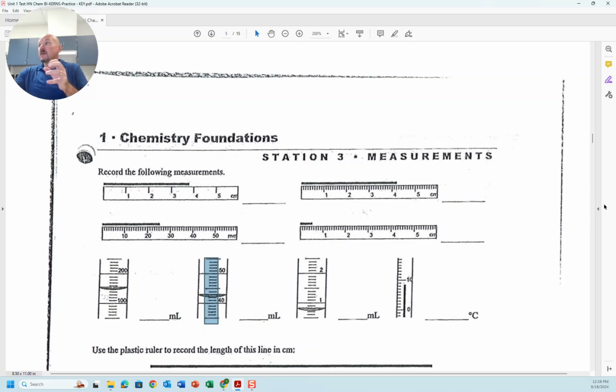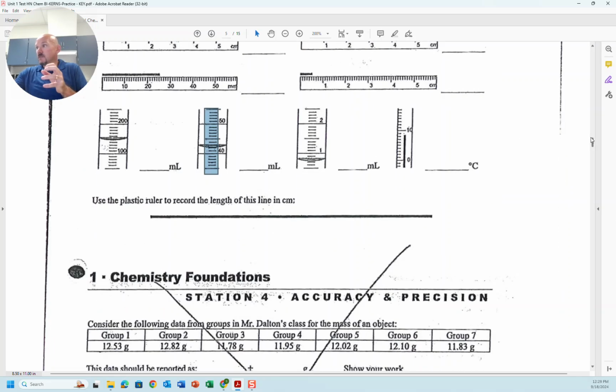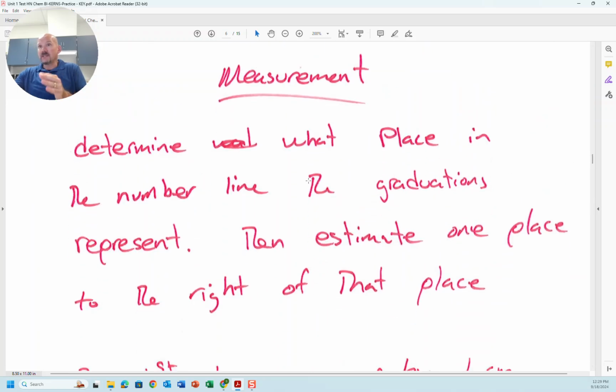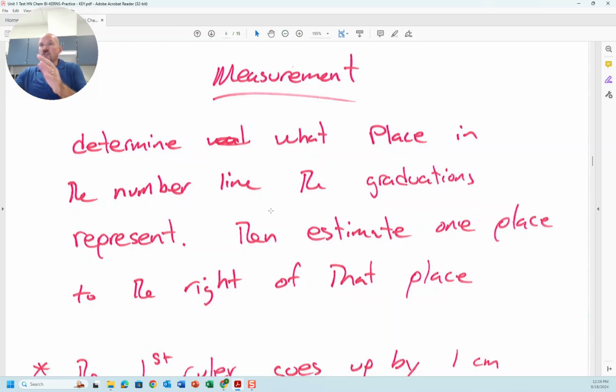So the first thing is, when you're taking a measurement, you want to determine what place on a number line each graduation represents. I'll show you what I mean by that in a second. So as I go from this graduation to the next graduation, what is that worth? And then if you know what that's worth and where that number is on the number line, you're allowed to estimate one more digit to the right on the number line. So let me show you what I mean, okay?